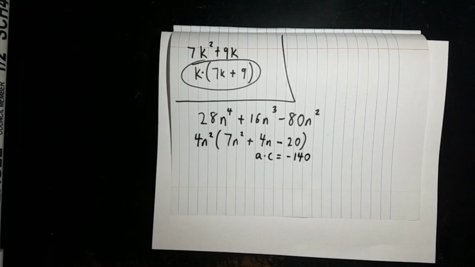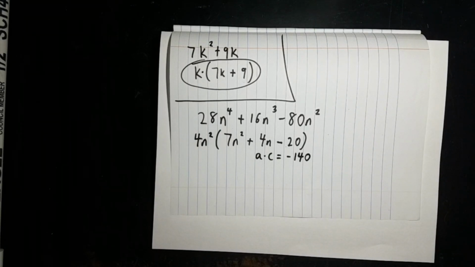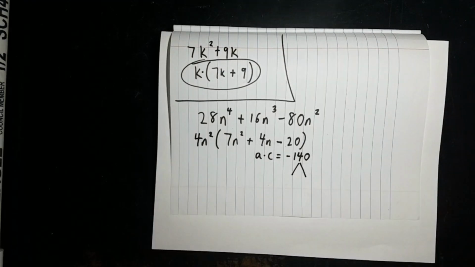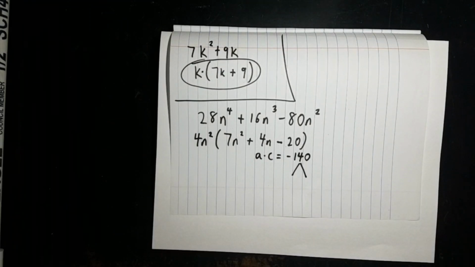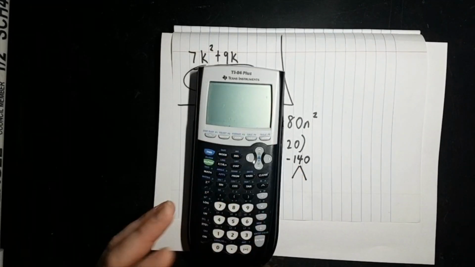A times C, negative 140. Oh, what a terrible problem. No, it's not. Negative 140 may be a large number. But let's think about what we have to find. We have to find two numbers that multiply to negative 140, and at the exact same moment, they have to add up to positive 4. One of those numbers has to be positive, one has to be negative. And the positive number should have a higher magnitude than the negative number, because they add up to a positive 4. Let's just go to our calculator. Let's just see what happens.